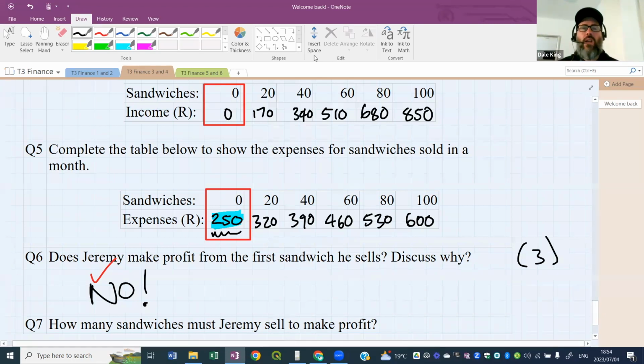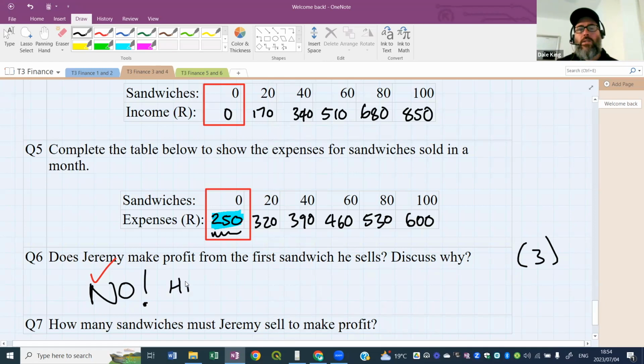Look at that value there. If you make no sandwiches, you still got an expense of 250. So the fixed expense costs are very high. All right. Now you guys were right when you said the income is too low for one sandwich. He has to make a lot to get over that fixed expense of 250 Rand.